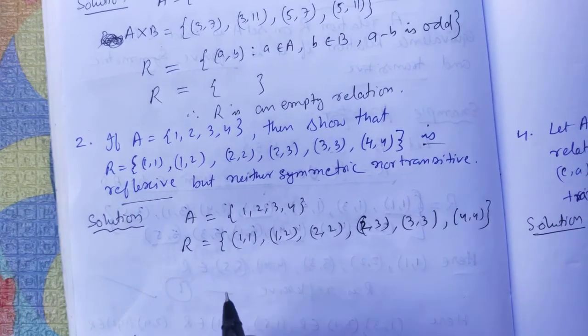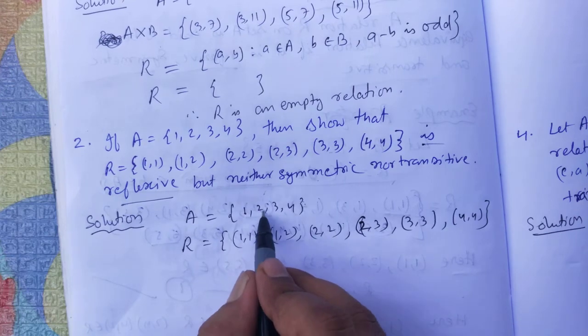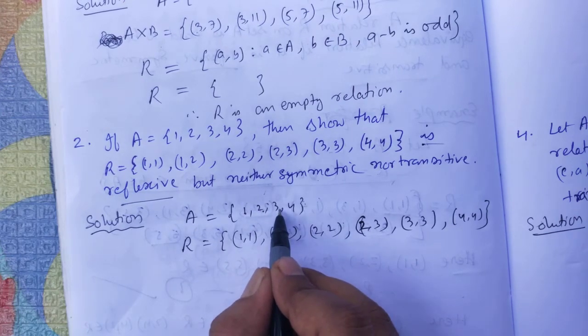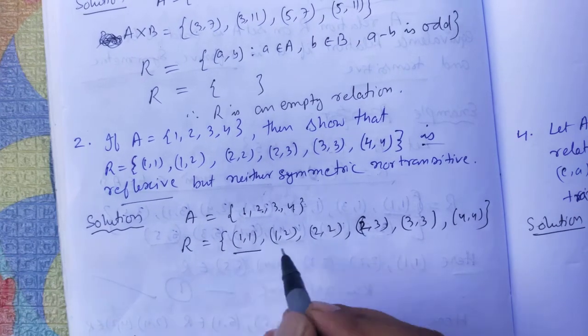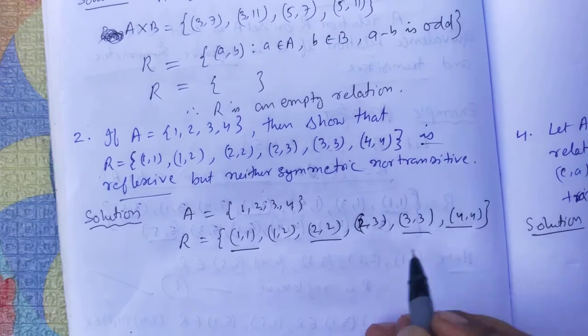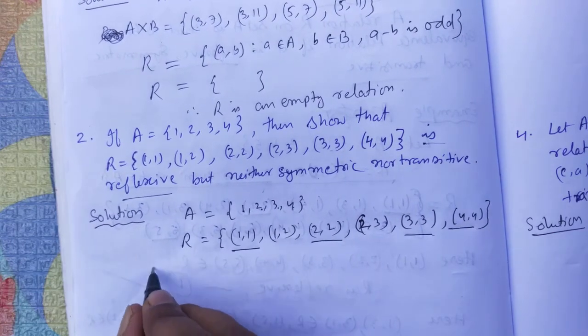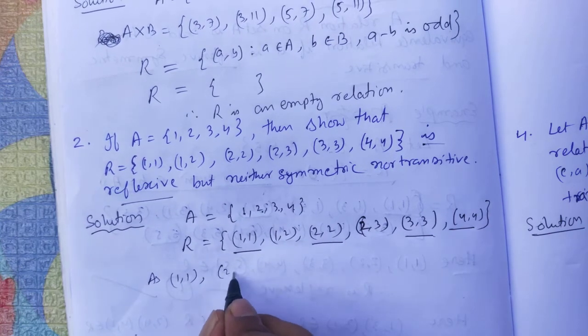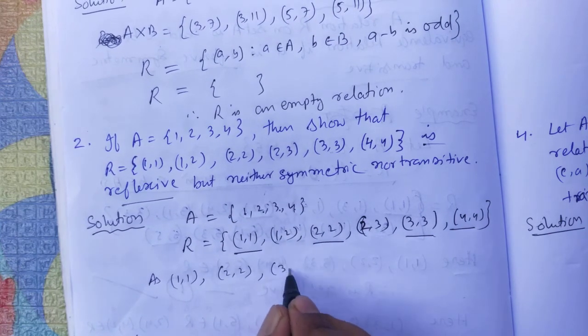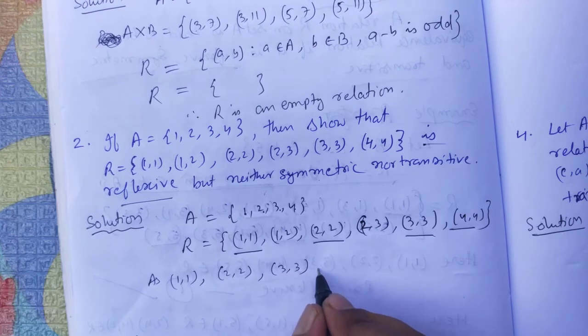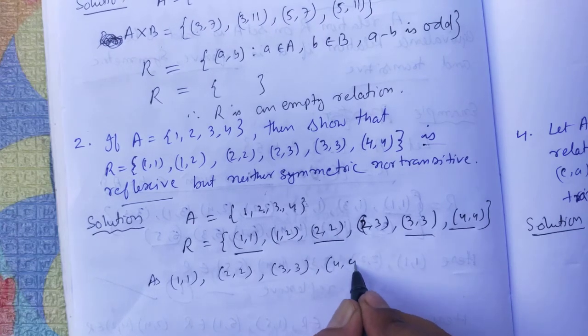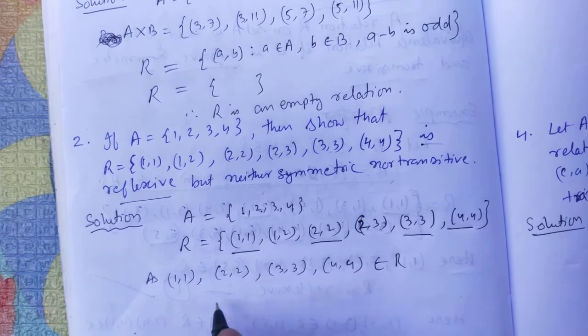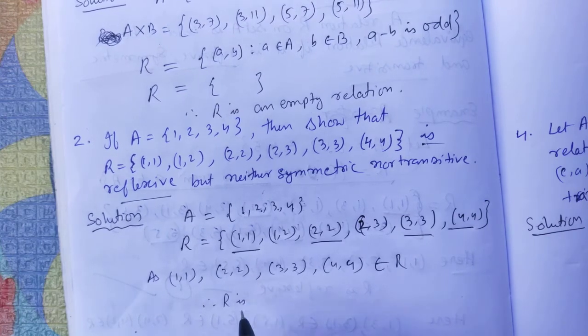So for reflexive, we have to see that 1 must relate to 1, 2 must relate to 2, 3 must relate to 3, and 4 must relate to 4. So we have this: (1, 1), (2, 2), (3, 3), and (4, 4) belong to R, therefore R is reflexive.